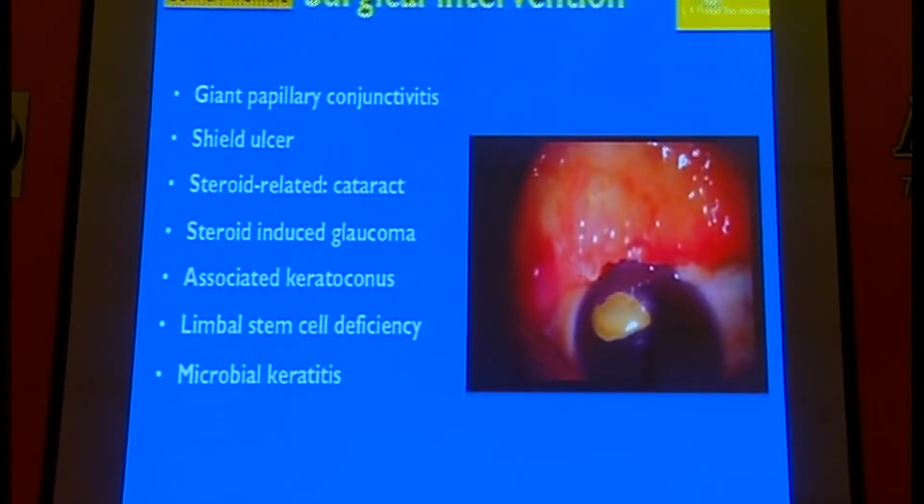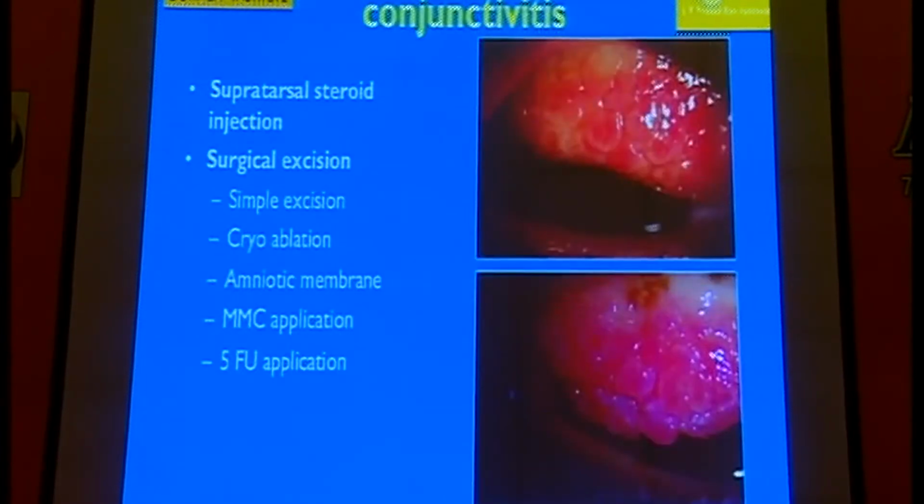And as Vanathi talked about keratoconus in children, we also have patients who have VKC and keratoconus because they are very often associated with each other. Then the rarer cases would be limbal stem cell deficiency secondary to chronic allergy and cases of microbial keratitis. So coming to the first indication, what do you do for patients with giant papillary conjunctivitis?